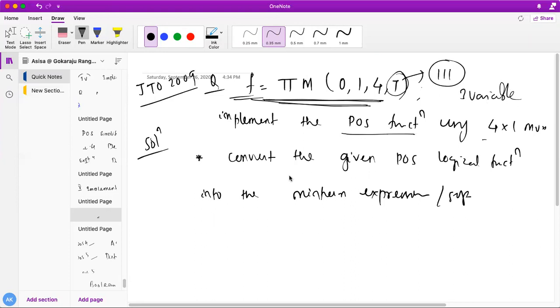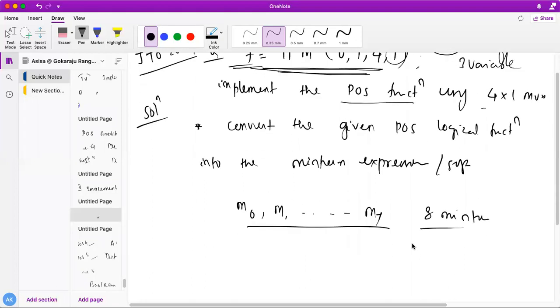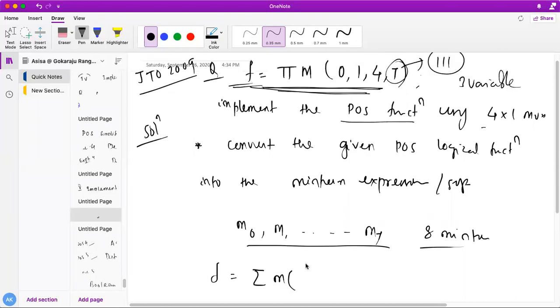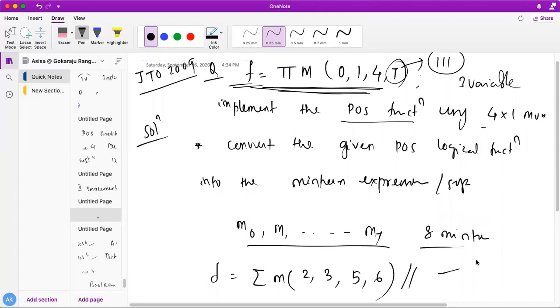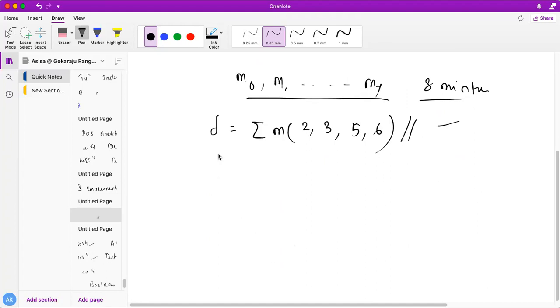Do you all agree with me? If it is a 3 variable function, obviously there are m0 to m7, a total of 8 minterms possible. So how do we find the minterm expression? It is the summation of m for those which are not present in the maxterms. See here, 2 is not present, 3 is not present, 5 and 6. So these are your minterm expressions. Now you know how to implement it. Since nothing else is given, you can take this as a function of ABC, which is summation of m 2, 3, 5, 6.